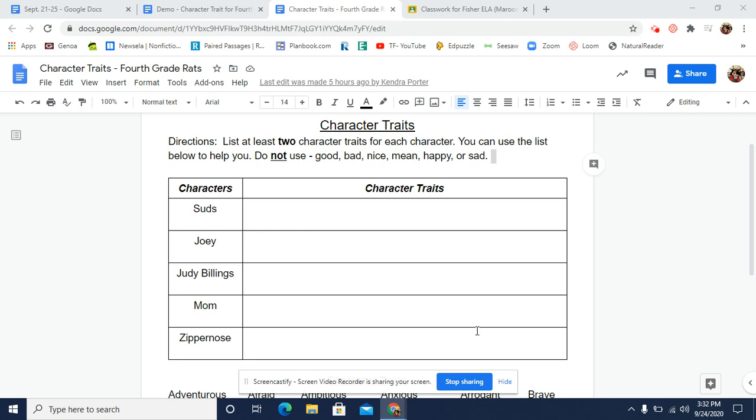Okay, so we are going to continue talking about character traits for your virtual lesson today. Last time, you had to give 2 character traits for each of these characters. Today, I want you to choose one character from the book. It does not matter. You can use one of these if you wish, or if you want to choose somebody else, you can do that. So if you want to describe a different character in the book, that's fine.